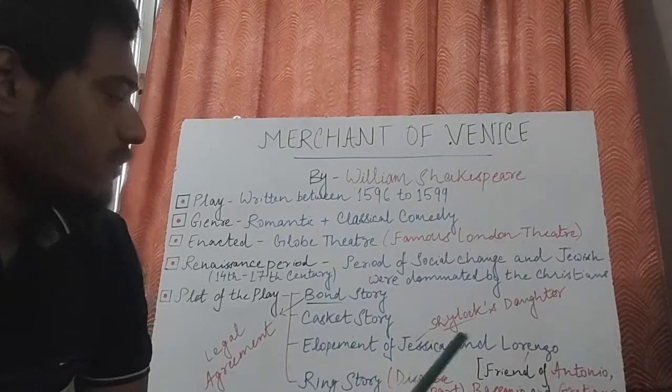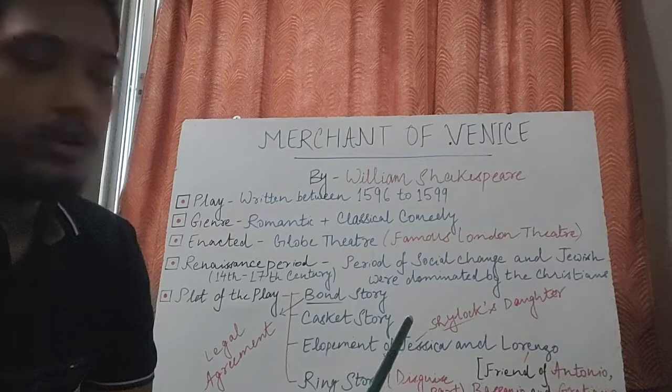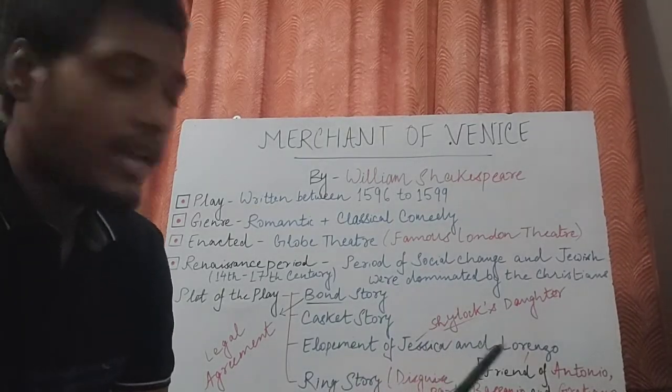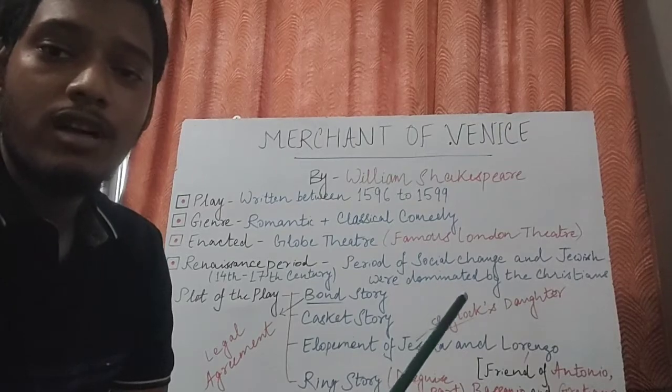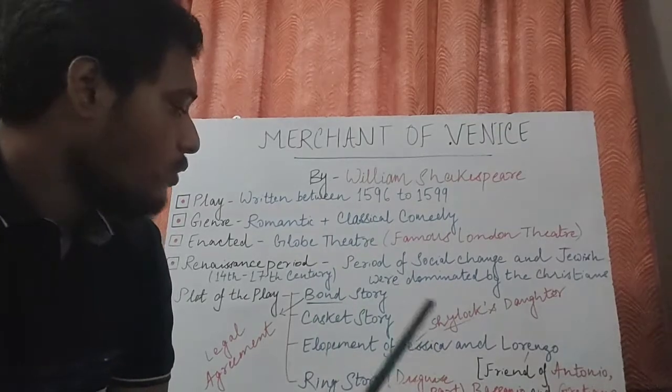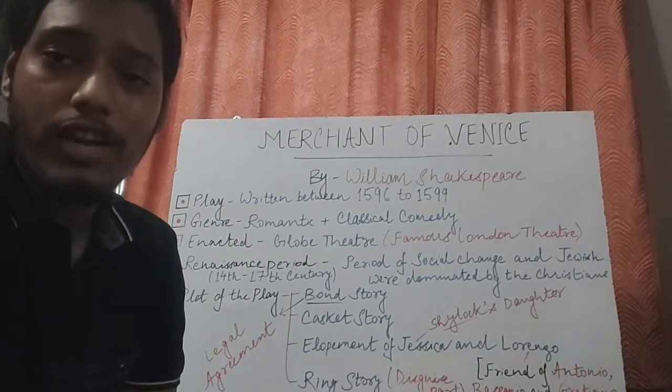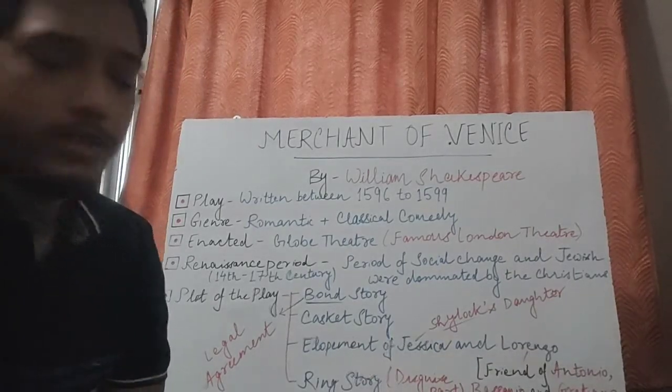Next, the elopement of Jessica and Lorenzo. I already told you that they both ran away because they were in love with each other, and Shylock would never allow Jessica to get married to Lorenzo because he was a Christian fellow and they were Jewish.